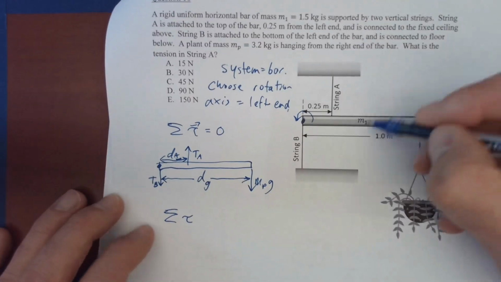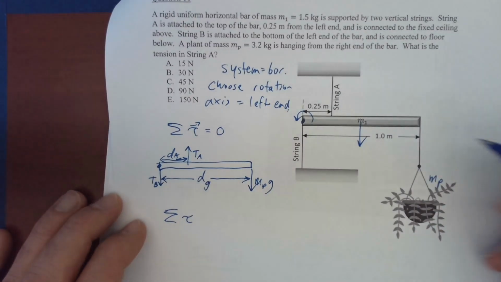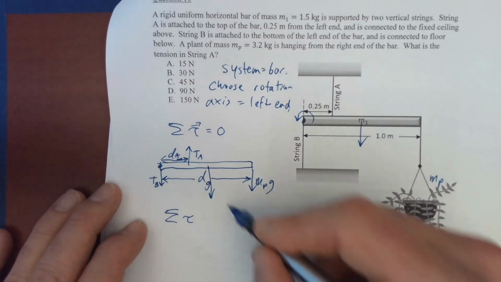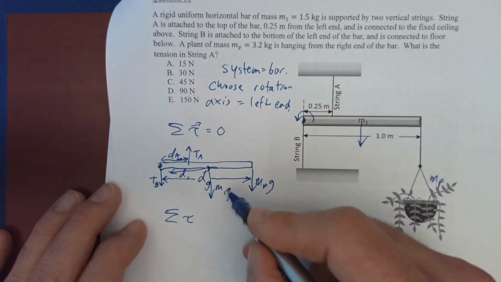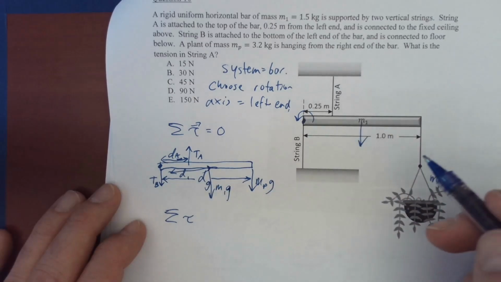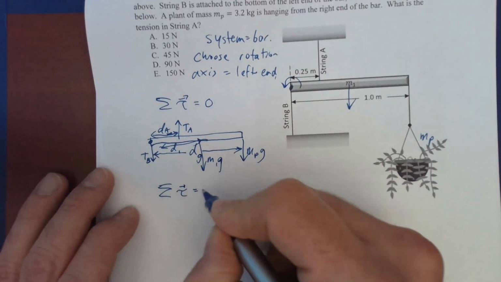Oh, wait a second, I forgot one thing here. What about the mass of the bar, M1 times... There's another torque there. I almost forgot about that. Just the weight of the bar, of the uniform bar, right? So the sum of all the torques is equal to 0.